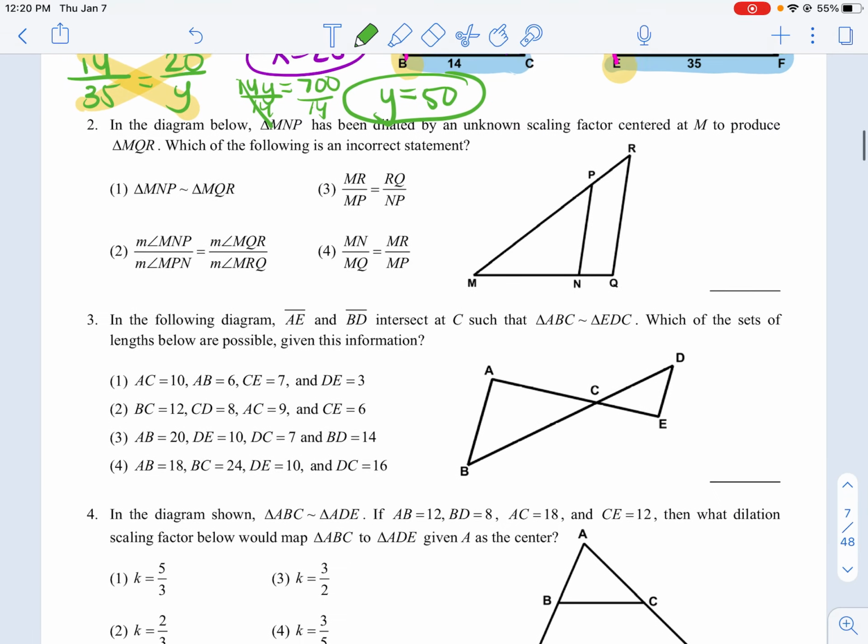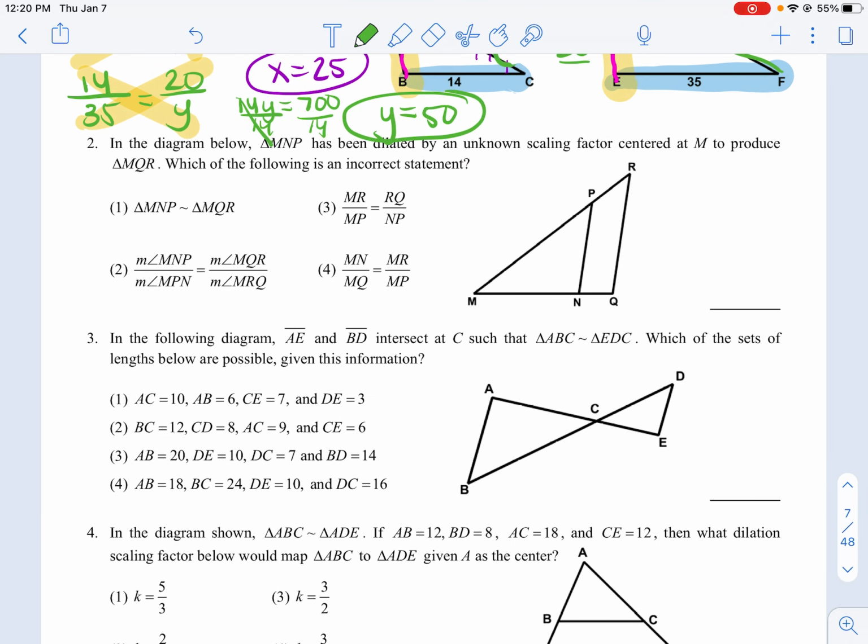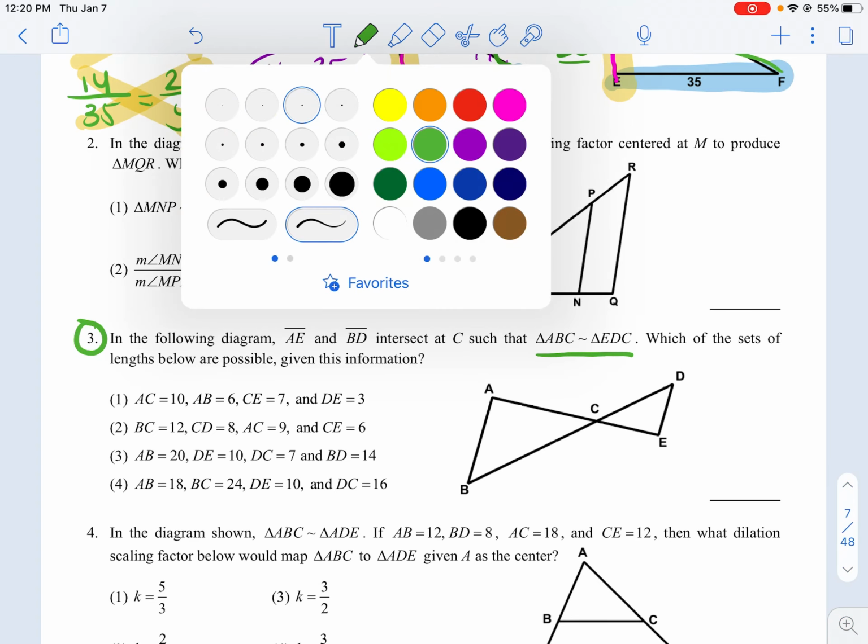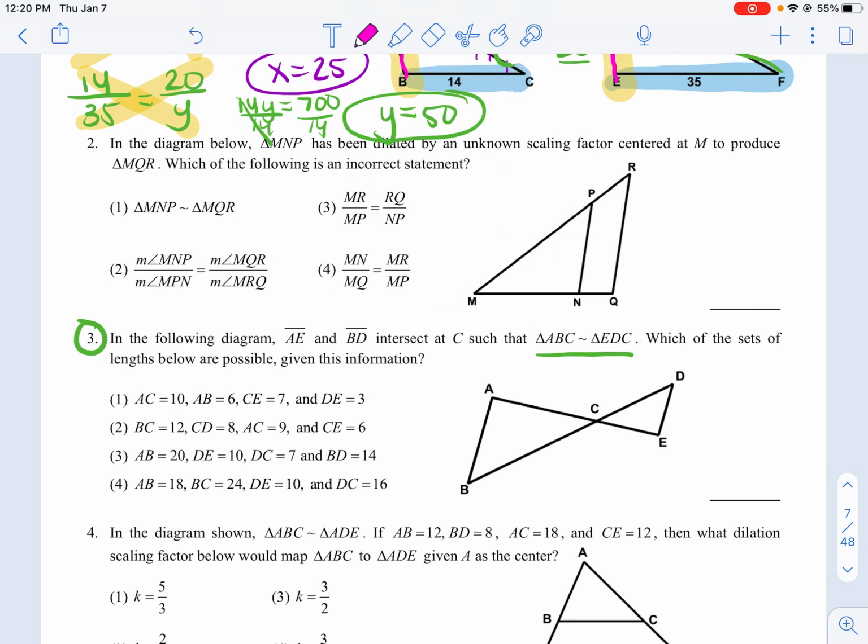Okay, let's look at number 3, because this is one that shows up on the Regents a lot. And it's a little confusing because it's saying we have two similar triangles. Which of the sets of the lengths are possible given this information? There isn't really a great way to do this, guys, but just sort of go through and figure out the question. Now, I want to show you a trick, and I have to be honest, it doesn't always work. But on the SATs, if you start with the last one, that has a higher tendency to be the question that's correct.